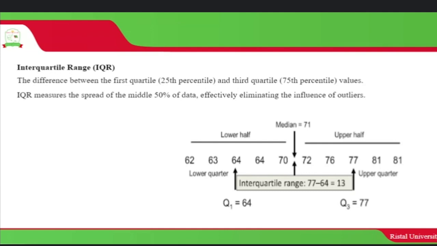So the only limitation of the interquartile range is that it only focuses on the middle range. It does not use all the data points, although it offers a better summary of data spread in skewed distributions.